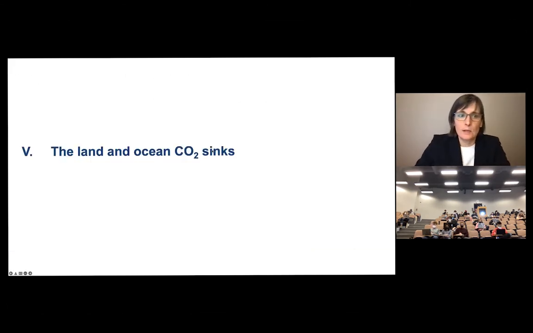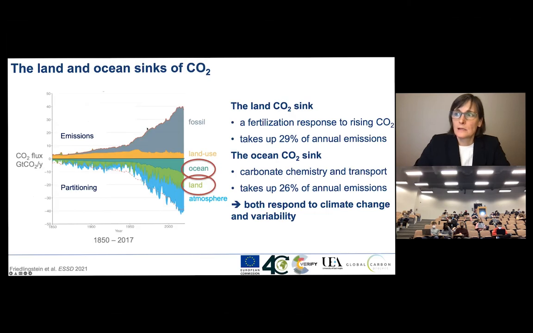Last part. So I'm moving now to the land and ocean carbon sinks. A little bit on the physical understanding of these sinks first. The terrestrial sink here, I'm talking about the sink in natural forest, natural environment, is really a response to rising CO2.